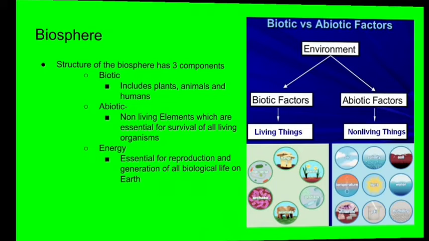Living thing examples are fungi, plants, protists, animals, archaea, and bacteria. Non-living things are air, salinity, soil, temperature, light, water, minerals, pH, and humidity.